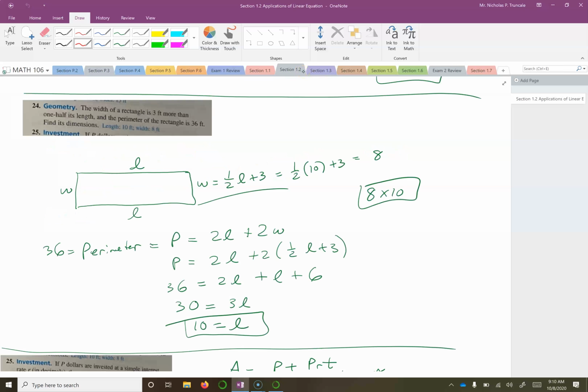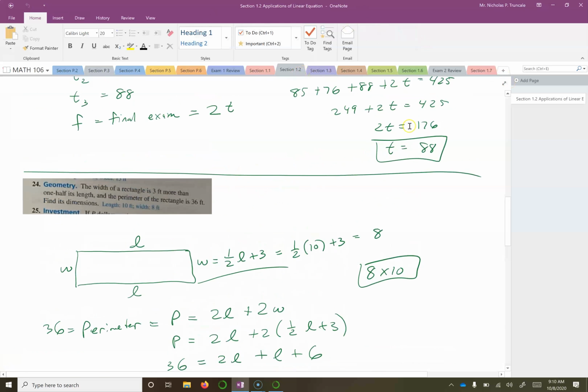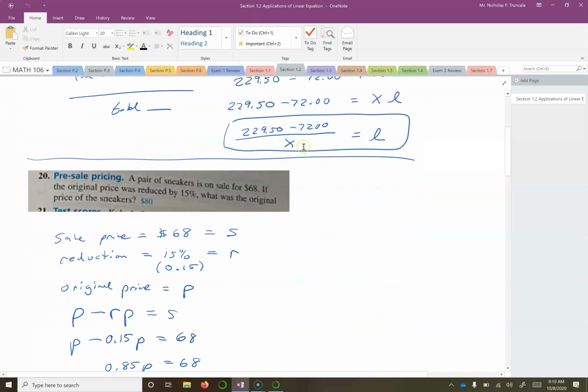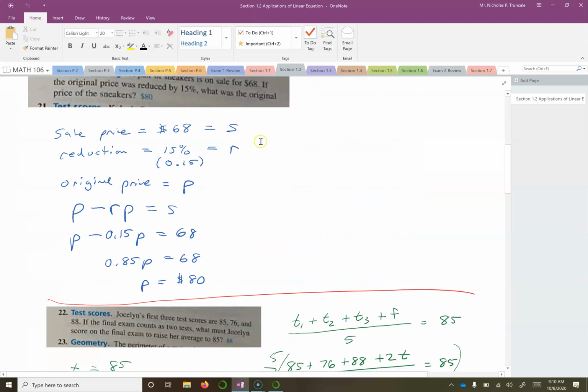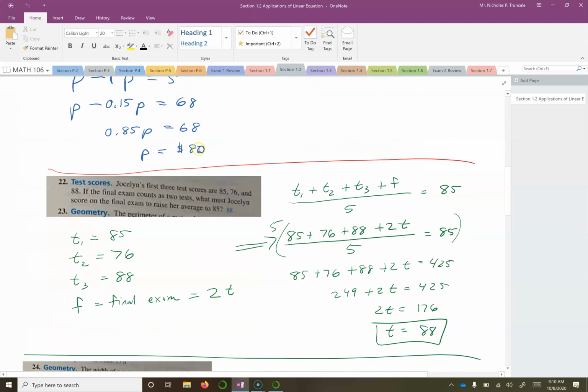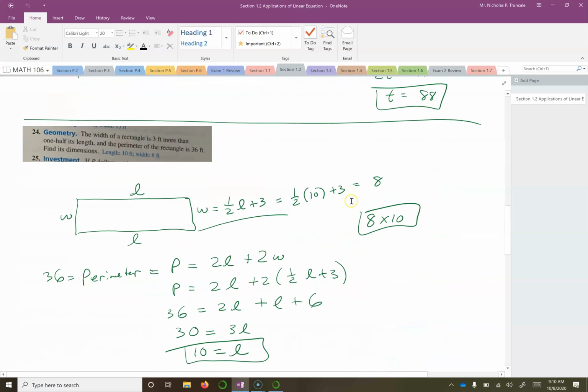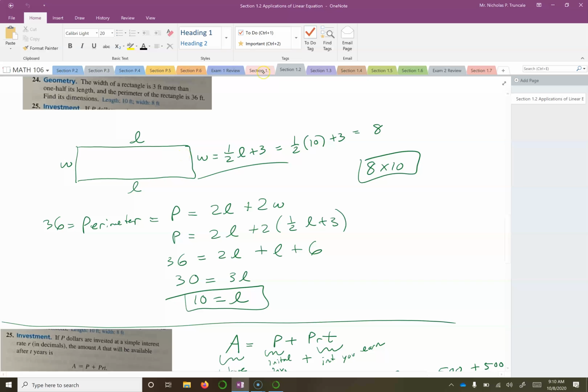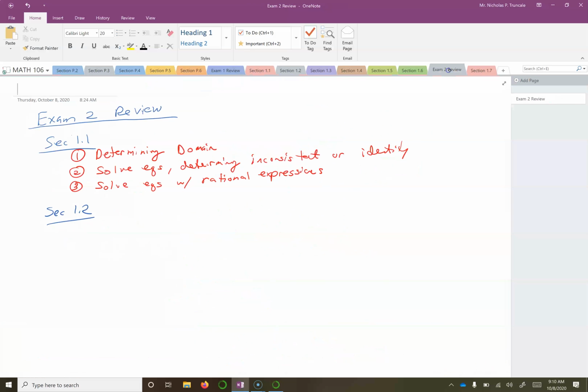Now this was a pretty simple section in that I only gave you very specific ones to do, right? I gave you this air conditioning repair bill, the reduced price sneaker, you saw that on the quiz. The exam scores, that was on the quiz too, I think. There was this simple geometry problem about the perimeter, and there was an investment problem. Okay, so what I'll do here in the exam review, I'm just going to list one thing. I'm just going to say word problems.